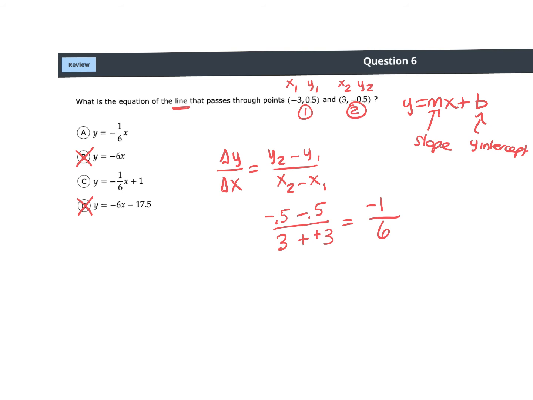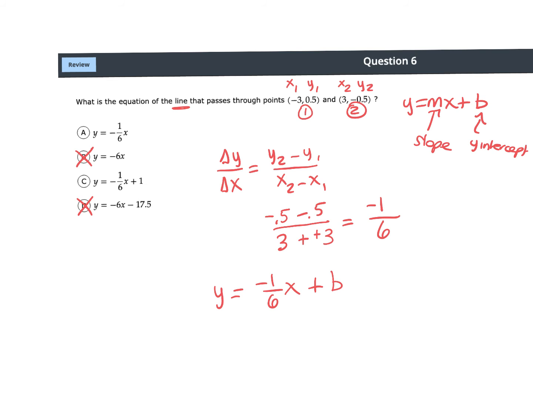You do have to find your y-intercept. So right now I'll write y equals negative 1/6 x plus b. Now finding the y-intercept is rather fun. So with finding the y-intercept, you simply pick one of your 2 points and you can plug it in for x and y. It doesn't matter which one you pick. So I'm just going to pick the first point.